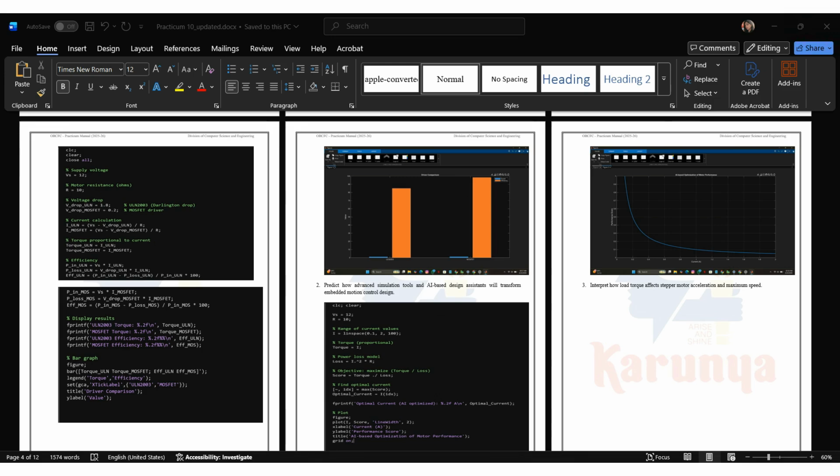This represents how modern intelligent systems and AI-based design tools can automatically tune motor parameters to achieve the best trade-off between performance and efficiency without manual intervention.